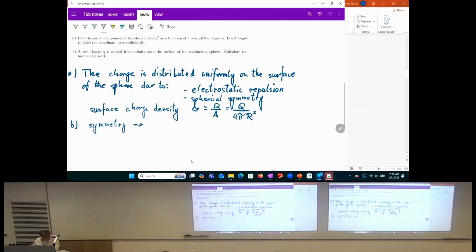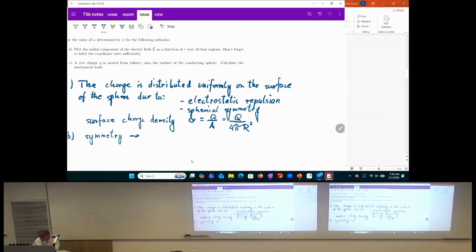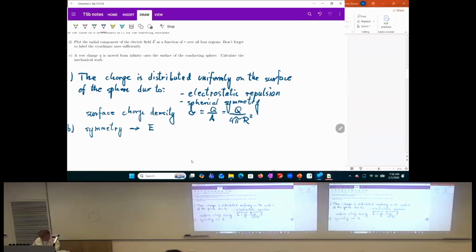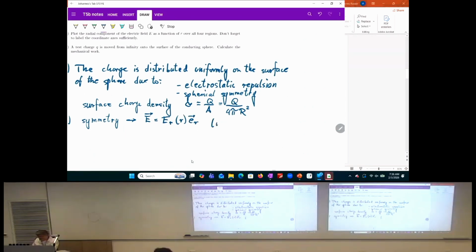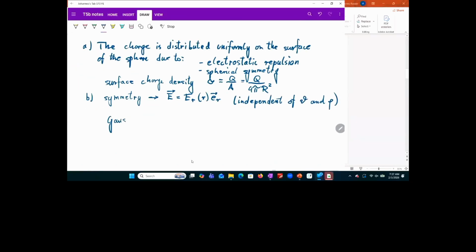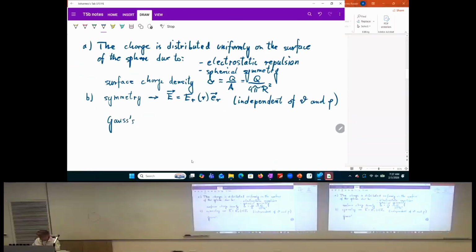So we have it uniformly in all directions. No, not uniformly, but we have it symmetrically in all directions. And the electric field has an E_r component with radial dependence, and the basis vector is e_r. And it is independent. Gauss's law.